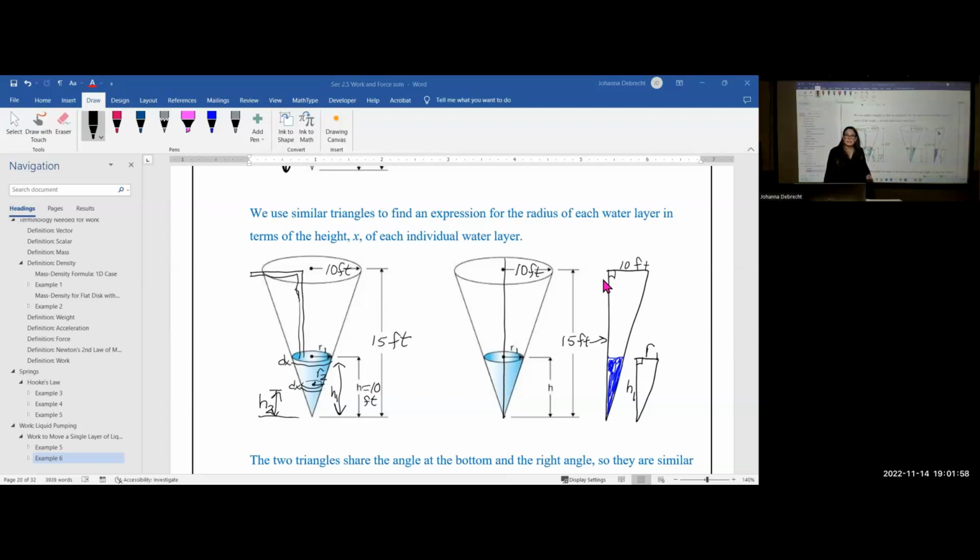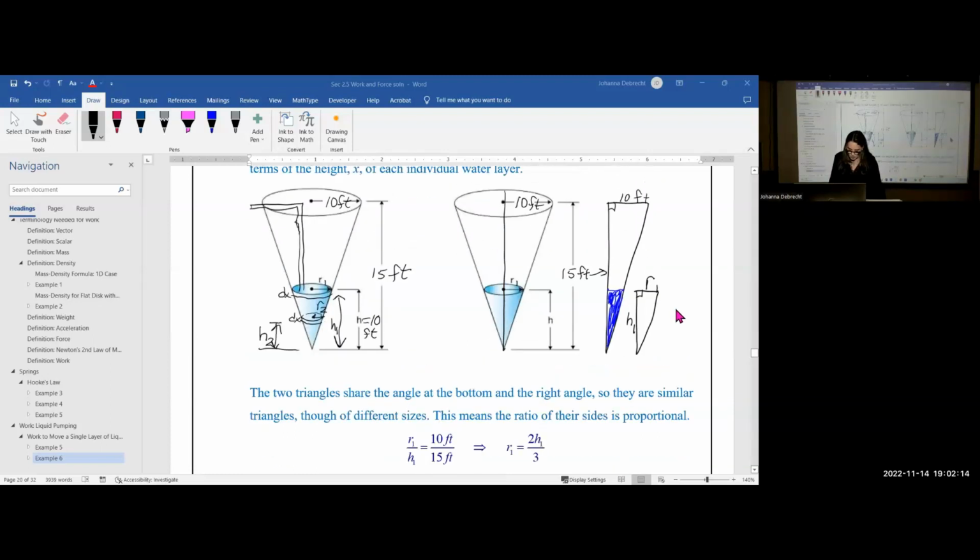Now, that doesn't mean that the sides are the same length, they're obviously not, but they are proportional. So we can set up a proportion to find the relationship between R and H1, which of course is our measure for X. So now we're going to set up our proportion, which is right here at the bottom. Now you can set it up a couple of different ways. This is just one way. I'll show you another one.